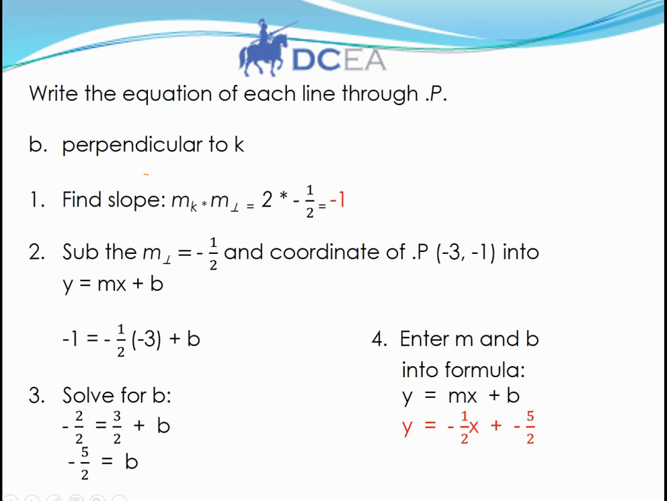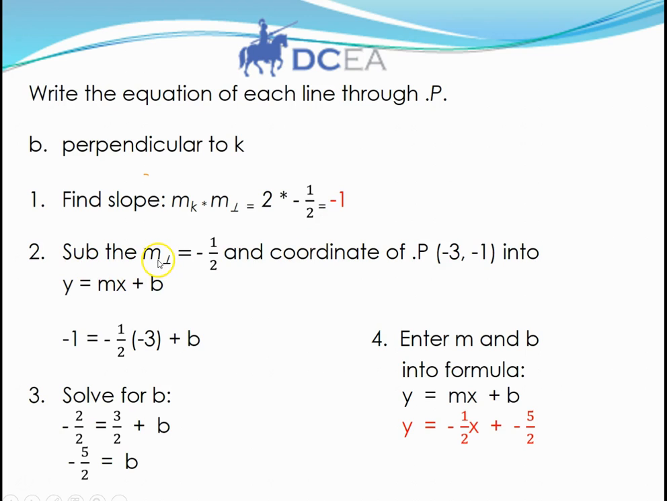Now the second half of this example asks us to find the equation of a line perpendicular to line K. To do this, we find the slope, but we multiply by the perpendicular of the slope. So our slope was 2. We solved that in the first part of the example. Now we're going to multiply by negative 1/2. It's the negative reciprocal. And 2 times negative 1/2 would be negative 1.